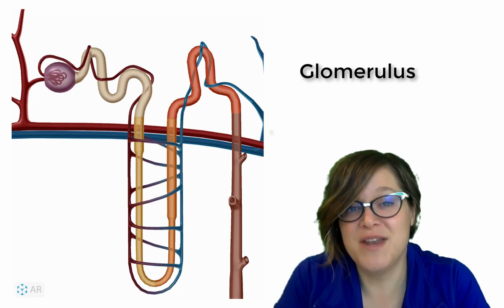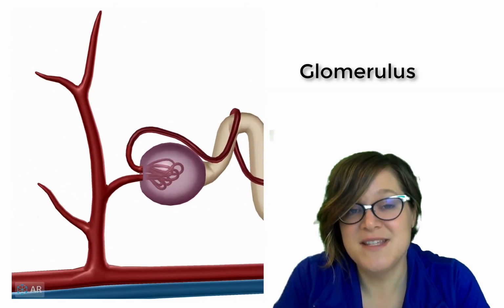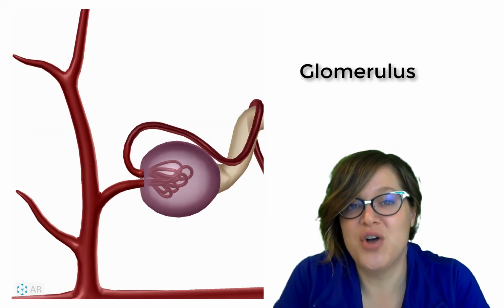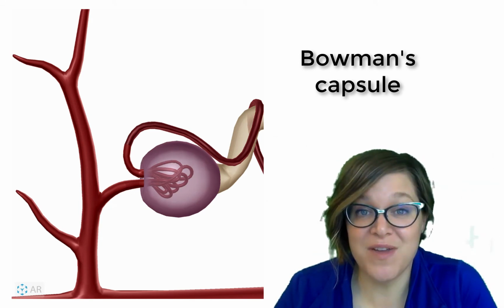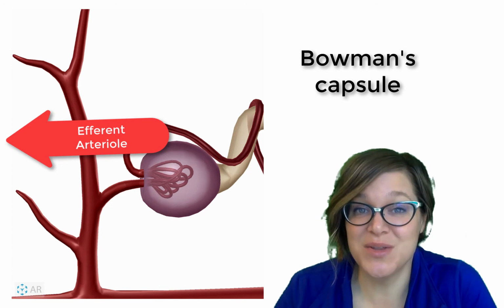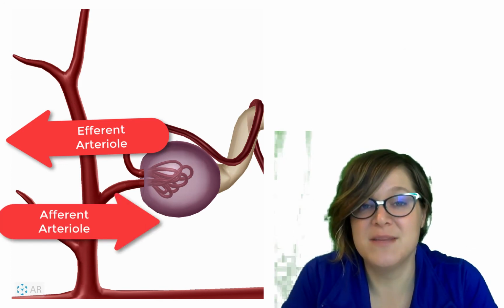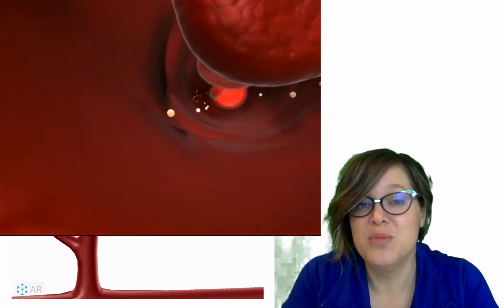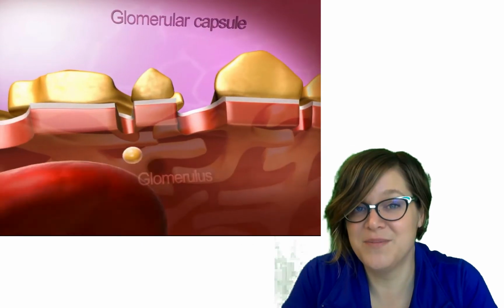The first part of the nephron is called the glomerulus. This is sort of a knotted capillary that's located inside a structure called the Bowman's capsule. Blood is going to enter this capillary through the afferent arteriole and exit through the efferent arteriole. What happens in that glomerulus is that the pressure from the blood entering that capillary pushes fluid into the Bowman's capsule. From there, that fluid can go through the rest of the nephron.